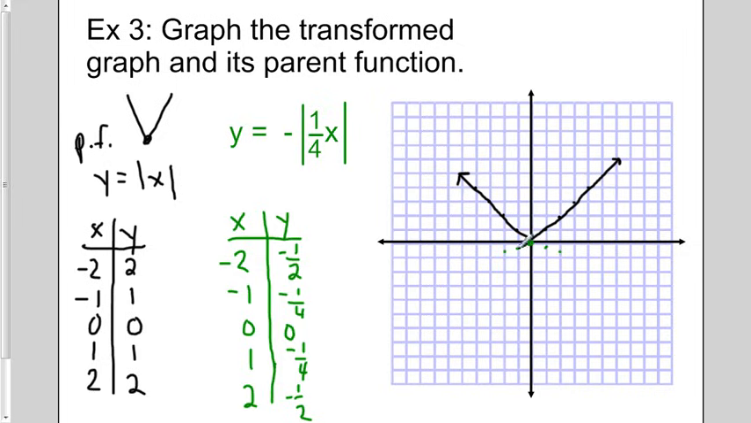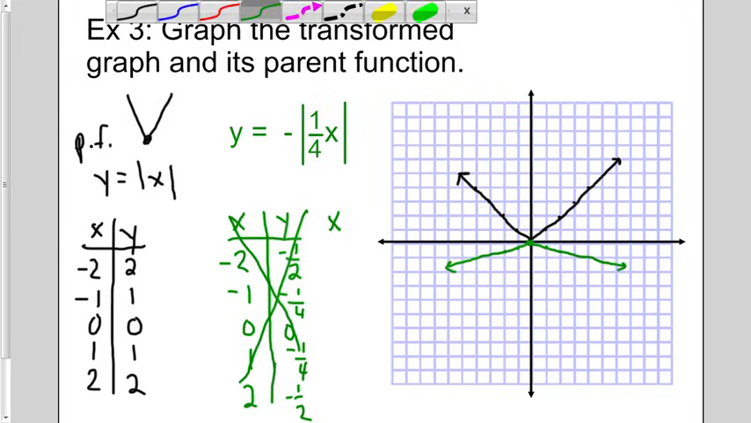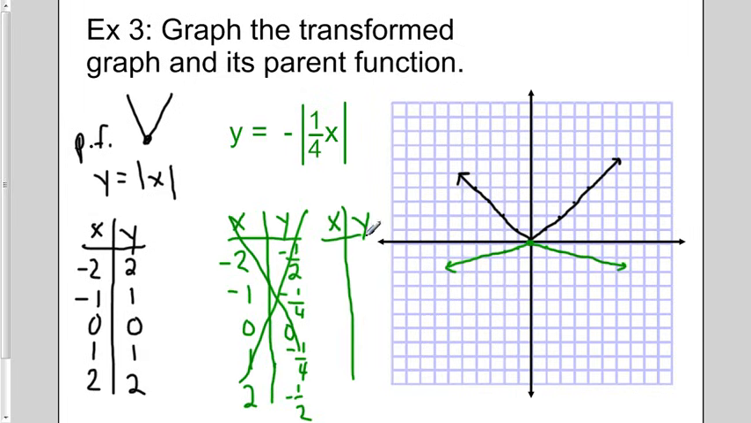So it's going to be something like this, and something like this. So this is a horizontal stretch by a factor of 4. So when we do that, what we should have done instead, I don't really like these values for my table. To make it a little bit cleaner, I'm going to pick different values for x.